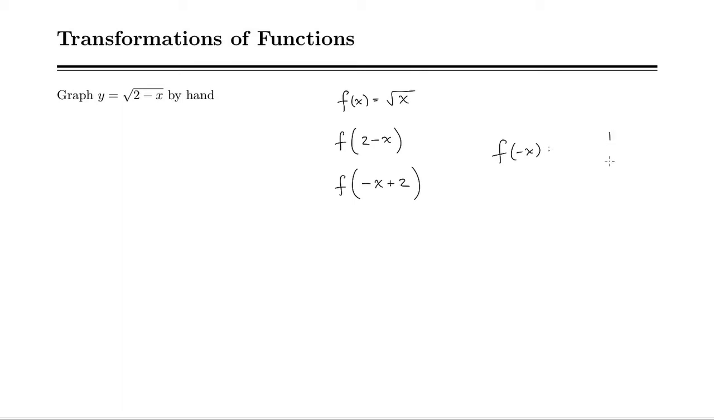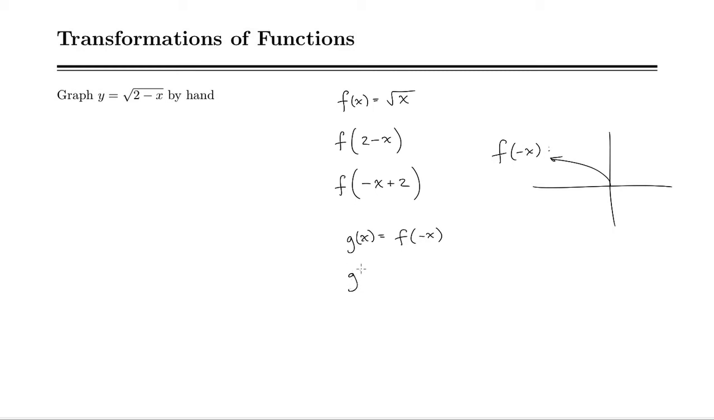That graph would be simply that. That's the square root of x, but reflected about the y-axis. Now, this plus 2, what's going on there? That plus 2 is happening to the negative x. So really, this is our new function. We'll say g of x is f of negative x.